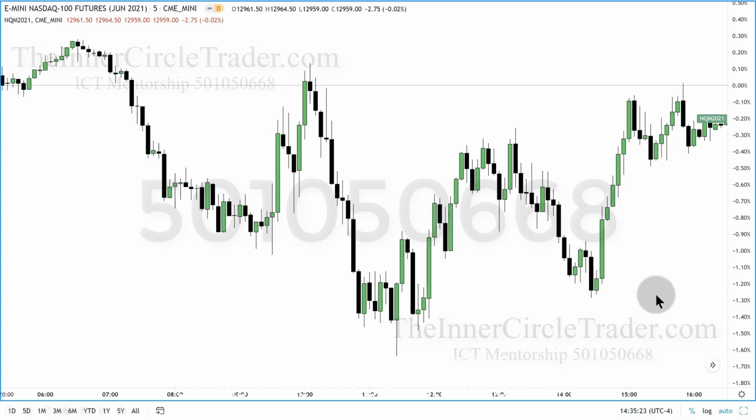So this is the NASDAQ stripped down. Here's those lower lows. The market rallying up. Here's that gap and that bullish order block here. Runs.